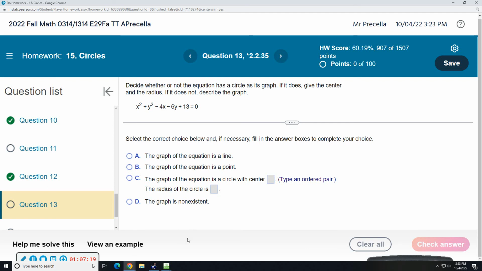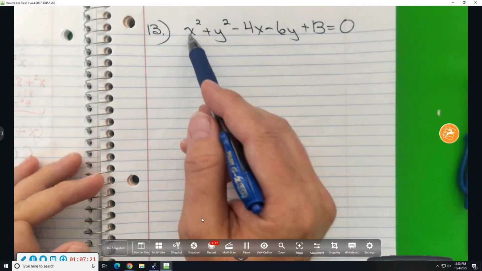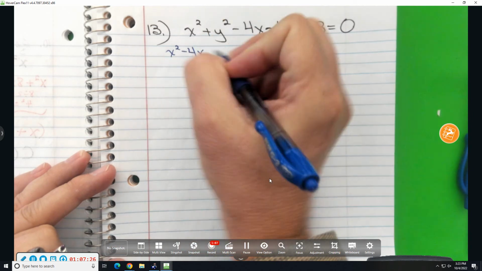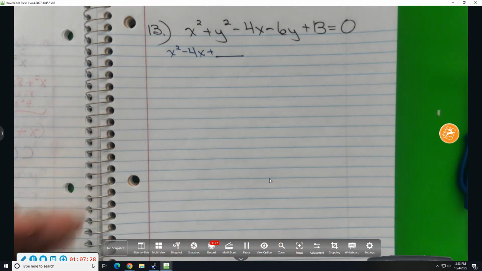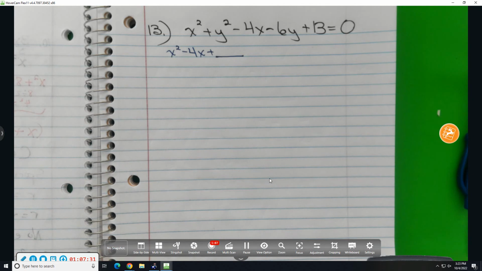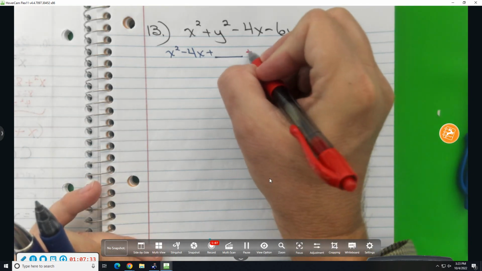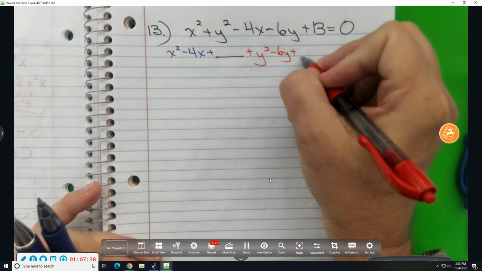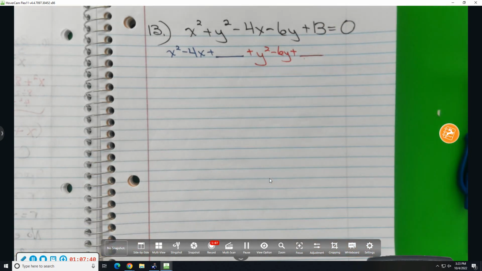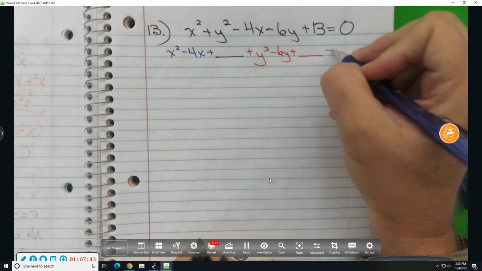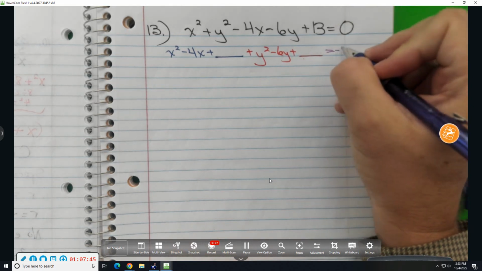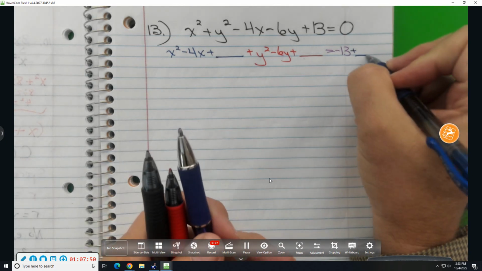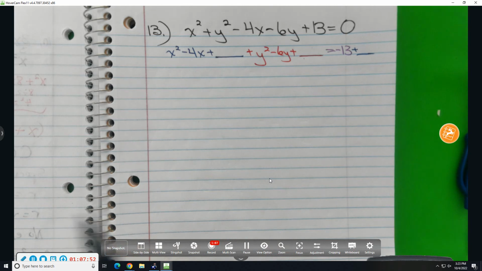We're going to group the x terms together. X squared minus 4x plus blank. And now we'll group the y terms together. Y squared minus 6y plus blank. Equals negative 13. Okay, move the 13 over so you have a negative 13. Don't forget to put the plus on that side because what you do to the left, you do to the right. That's correct.